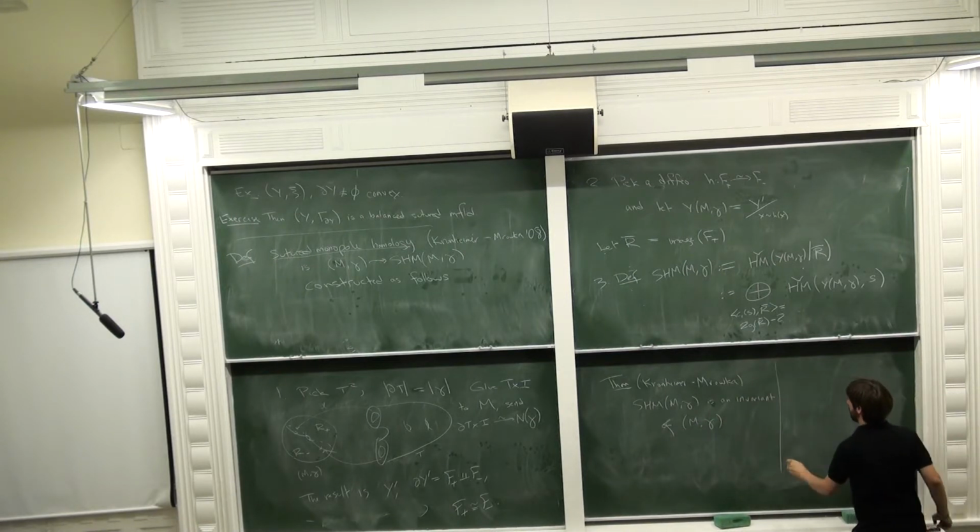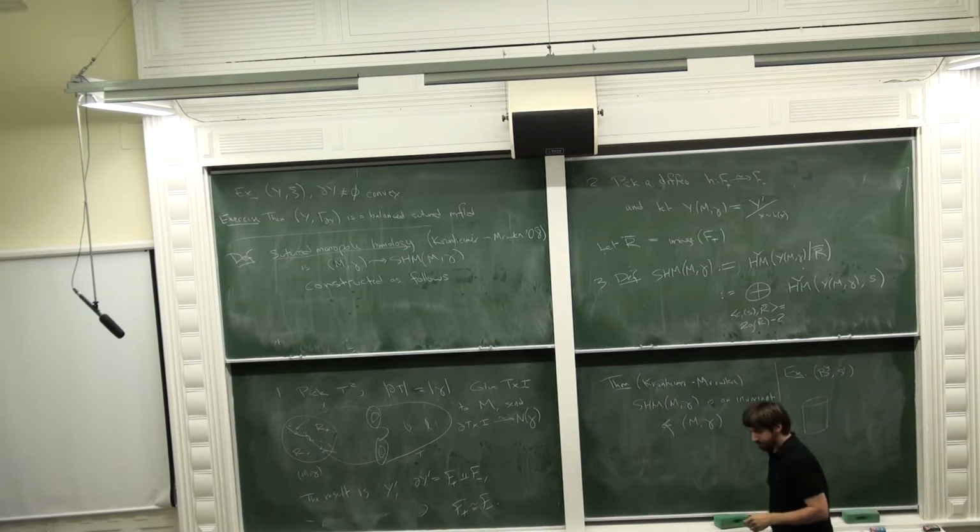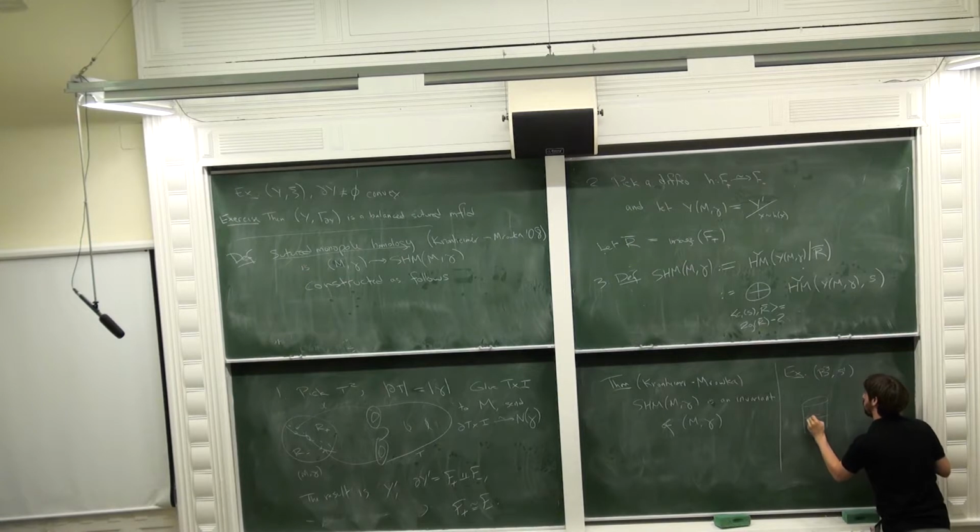I'm gonna just work out a really quick example. Let's just take the standard ball with a single meridional suture. I'm gonna round some edges a little bit so it looks like a disk times an interval. And here's the suture.